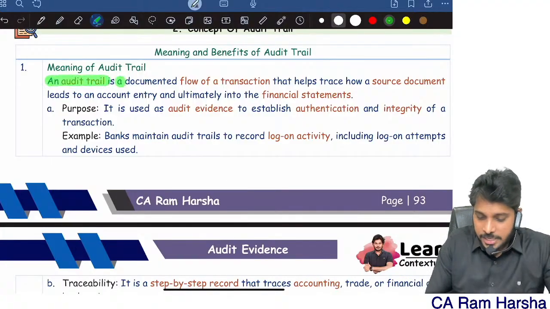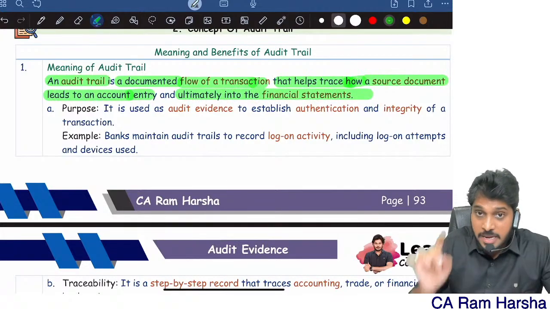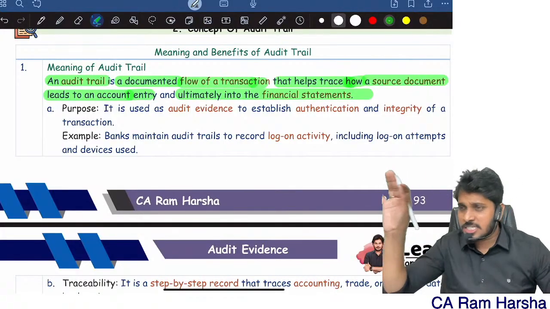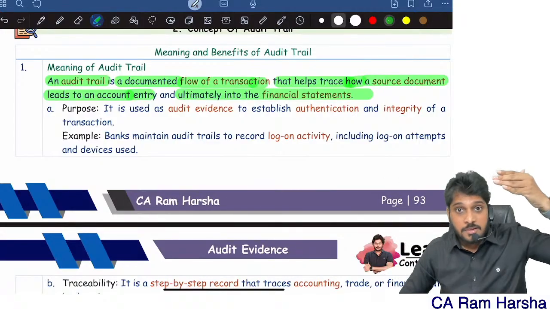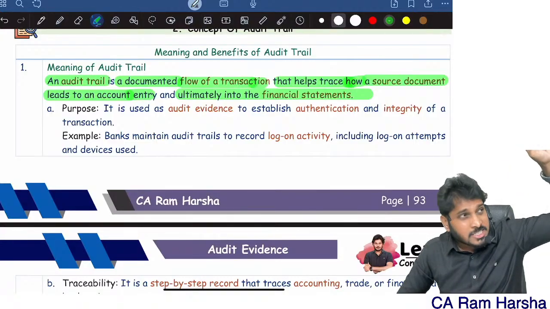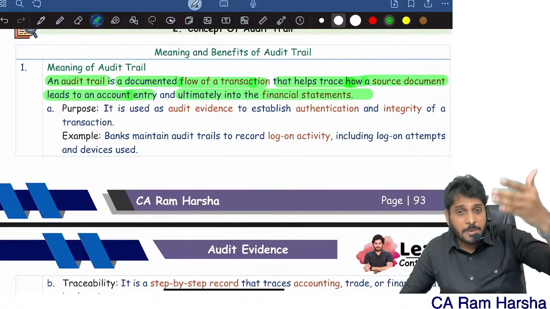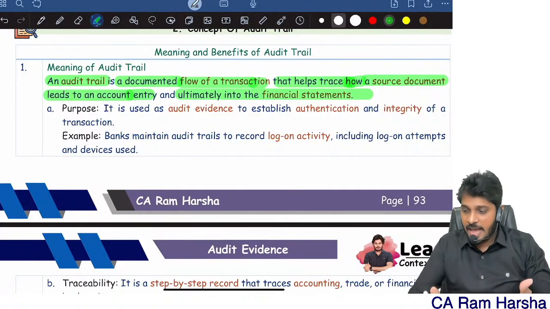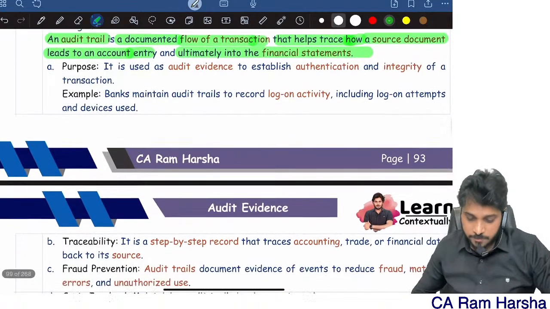So an audit trail is documented recording of the flow of a transaction that helps trace how a source document leads to a journal entry and is ultimately reflected in the financial statements. Purchases of say 1 lakh crore, with a breakup of 10,000 purchase transactions. Take one transaction: it was originally initiated through a purchase order 7 days back, then goods were received on the second day, entered in the inventory records on the third day, the voucher was prepared on the fourth day, and finally entered in the books of accounts on the fifth day, and that is how it is reflected in the financial statements. The entire flow of the transaction I can see, that is called an audit trail.